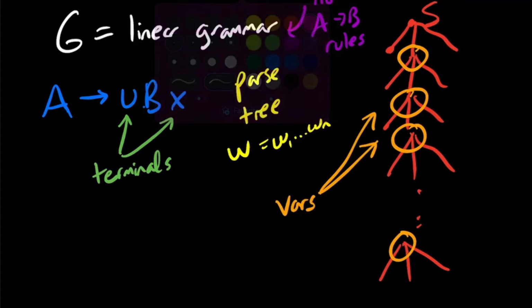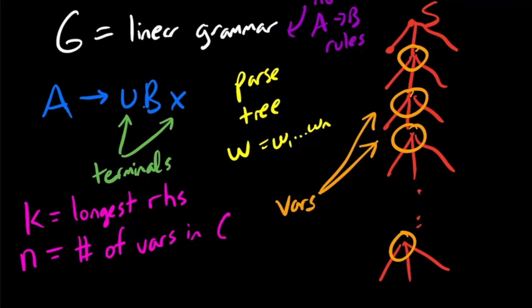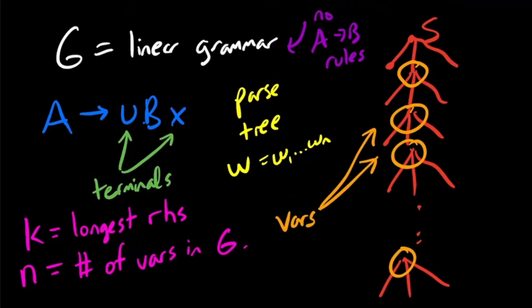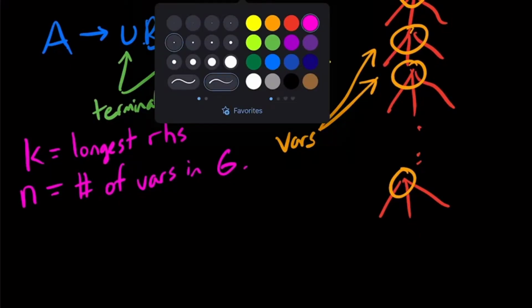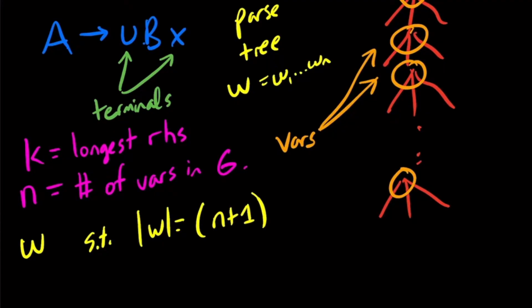So if we, for example, let k be the longest right-hand side of any rule, and let n be the number of variables in G, maybe after removing those unit rules that I talked about earlier, then let's look at some string w such that the length of w is, what would be good here? So it would be k, no, it's the other way around. It's n plus 1, so that we are forced to get a repetition, times k.